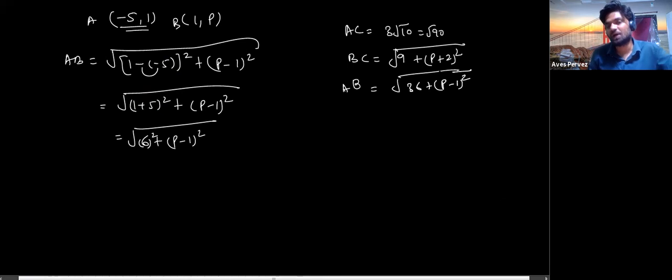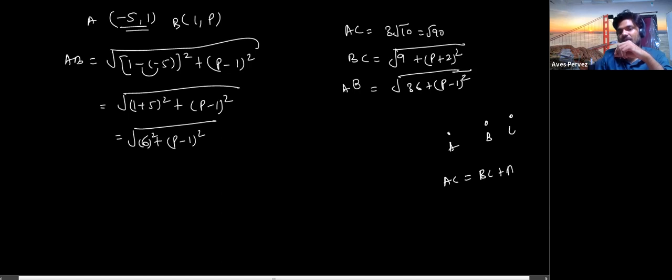If you start doing this type of question using the distance formula, this will create a problem for you. What kind of problem is that? We don't know the arrangement of these points. If the order is A, B, C, then we can simply say that AC will be equal to BC plus AB. And if the arrangement is B, C, and then A, then we will say AB will be equal to BC plus AC. So we don't know the arrangement.